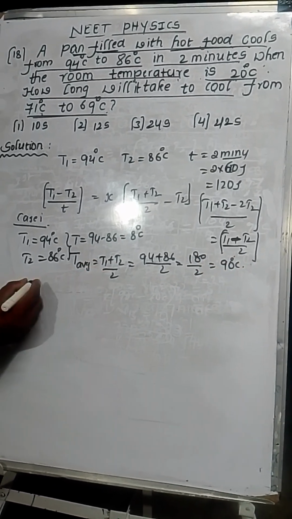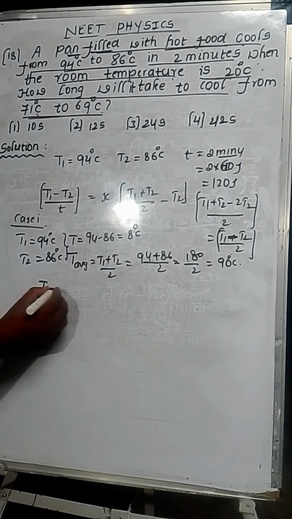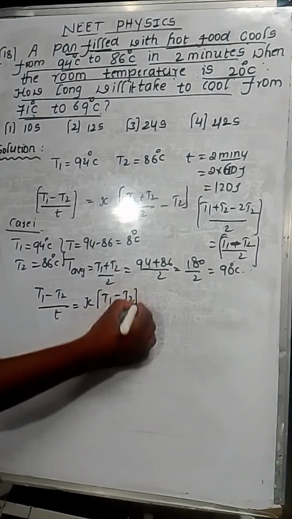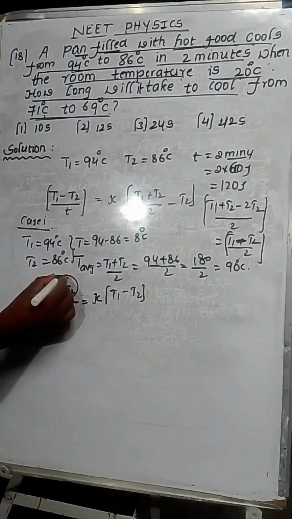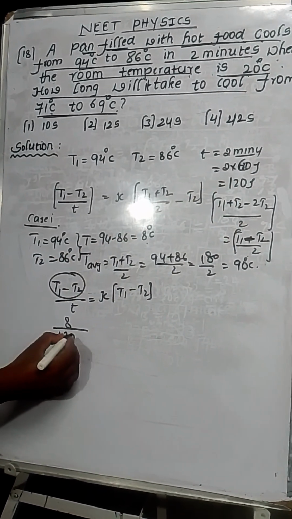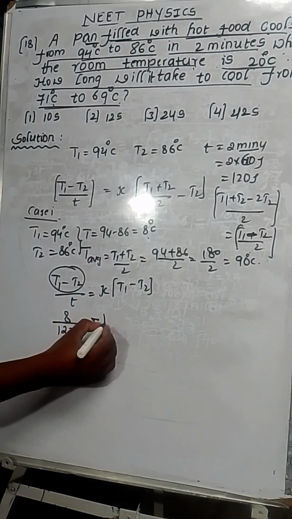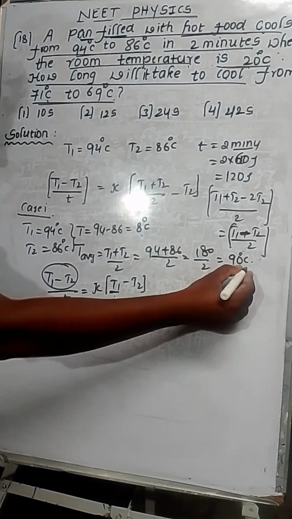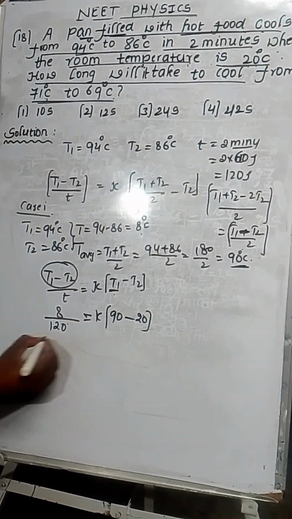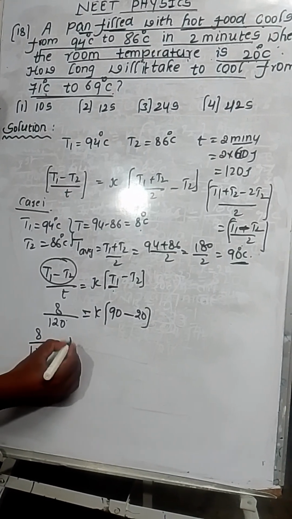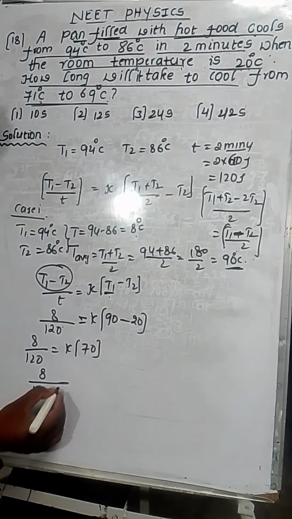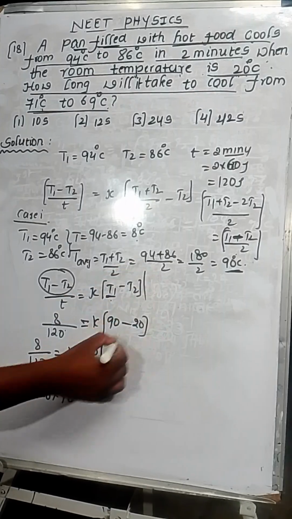Now we have to write according to the given formula (T1 minus T2) by time taken is equal to K into (average temperature minus room temperature). The change in temperature is 8 degrees Celsius. So 8 by time taken, which is 120 seconds, is equal to K into, the average temperature we are getting is 90 minus the room temperature of 20 degrees. So 8 by 120 is equal to K into 70, that is 8 by (120 into 70) is equal to K. This is the K value.